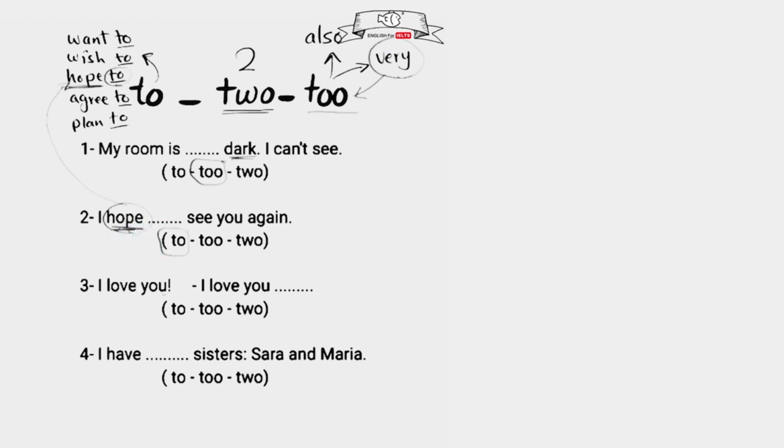I love you. I love you too. Means I also love you. So too, double O here because it means also. I have 2 sisters. Sarah, 1, and Maria, 2. So I mean the number of sisters here. So the answer is two, T-W-O.